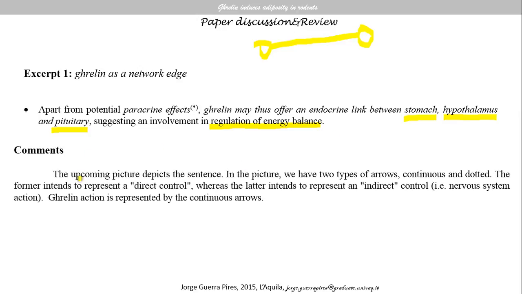So in the picture that we are about to see, you have two arrows. One is continuous, the other is dotted. The continuous one represents direct control. Direct control means that you have a physical entity moving. In this case, it's Ghrelin that moves from the stomach to the hypothalamus and makes the control. In the indirect control, which is represented by the dotted line, we have some kind of nervous system, such as the sympathetic system. You have something that works not by a physical entity, there's no hormone moving, such as connections in the brain and so on. So we have two kinds of control, represented by the continuous line and by the dotted line.